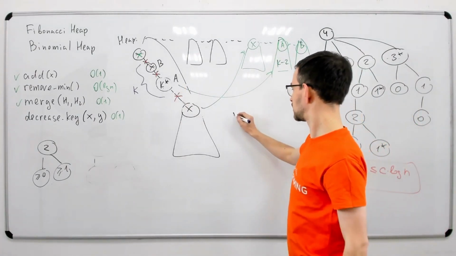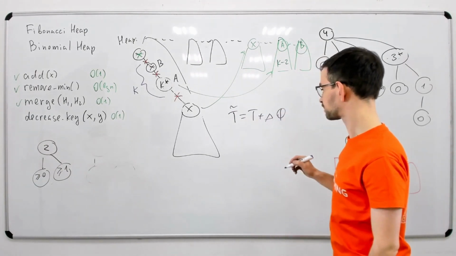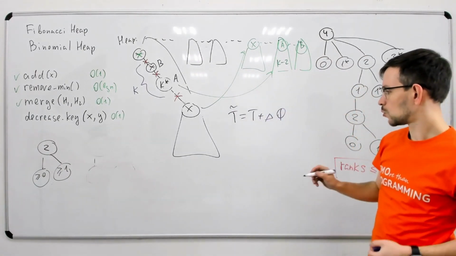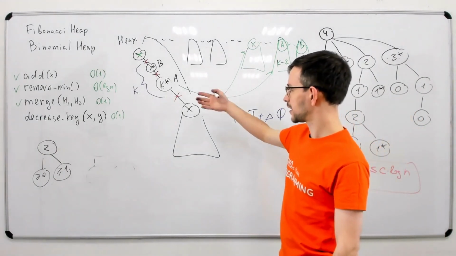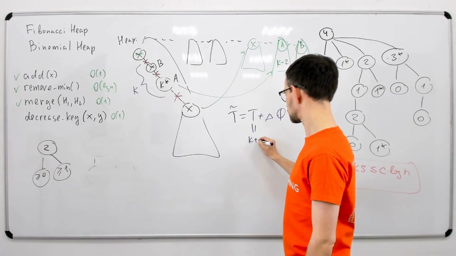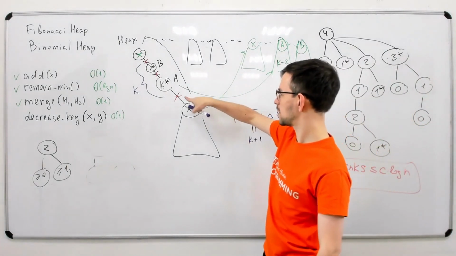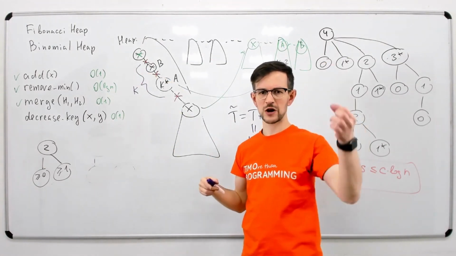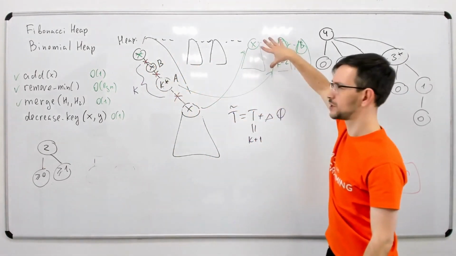So again, amortized time is time plus delta phi. So what is the time here? Time is simply something like k plus 1. So we move from here, we make about k plus 1 operations just to go here, detach everything, and put it here.